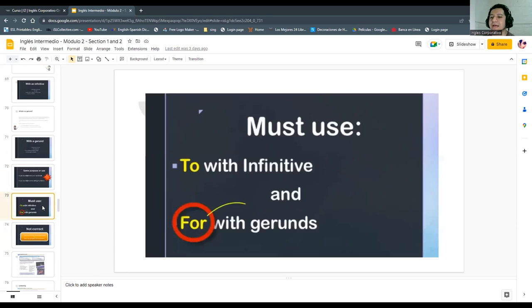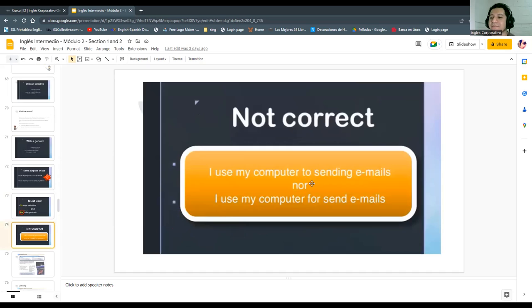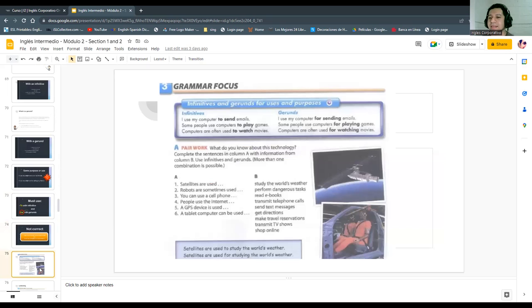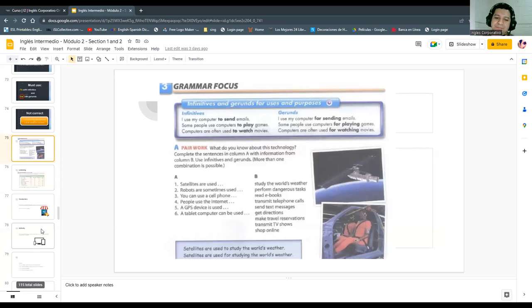So we use the infinitive with to and for with gerunds, right? It is the same meaning. For example, I use my computer to send emails. But I use my computer for send emails is incorrect also. It's for sending emails, right? Or to send emails. That's what we were studying last week, right? And we did this exercise also.